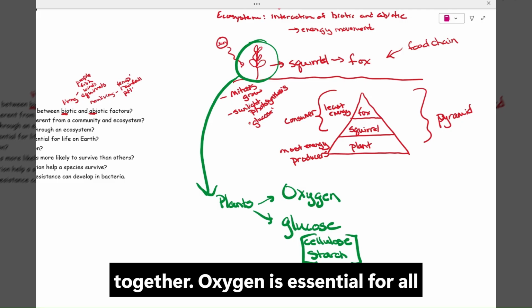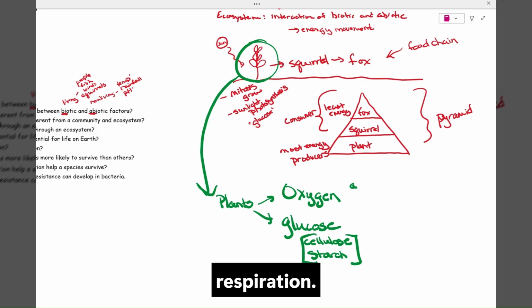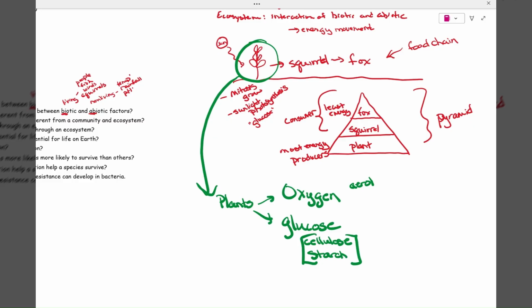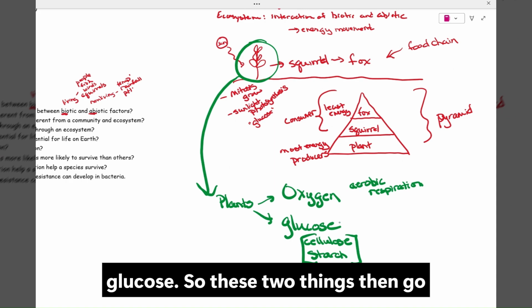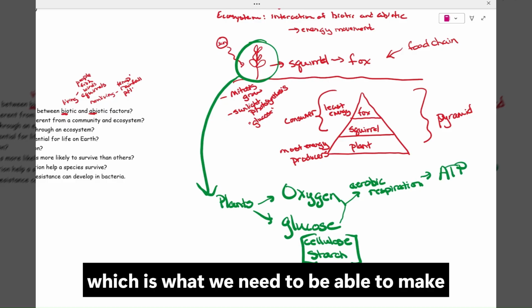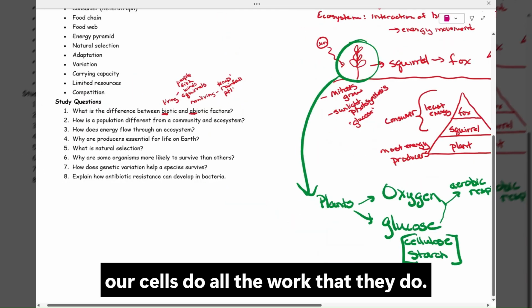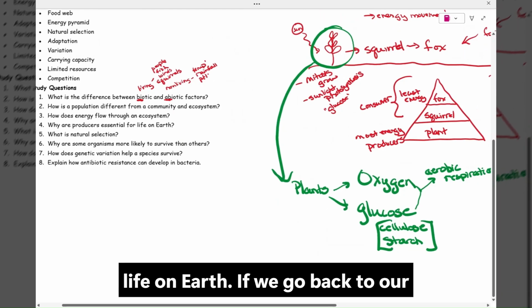Oxygen is essential for all life on Earth as we know it. Oxygen is used in aerobic respiration, right? That gives us a lot of ATP, and so is glucose. So these two things then go there, and our outcome is ATP, which is what we need to be able to make our cells do all the work that they do. So that's why producers are essential to life on Earth.